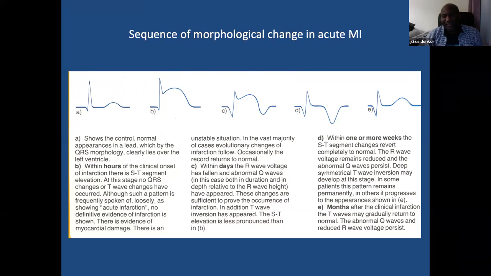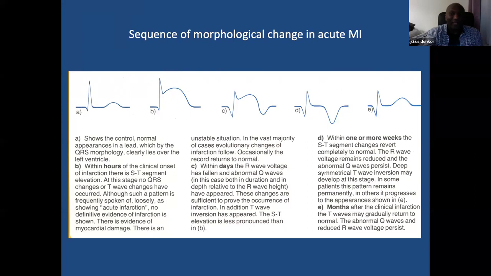And then once you're talking about after two weeks to months or even a year, your Q wave remains in most cases. And then your T wave goes back to normal. As it flips, it goes back to normal.